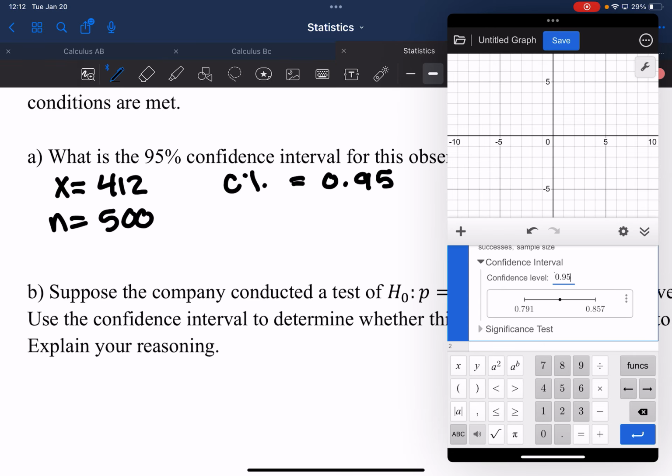So this gives me an interval of 0.791 to 0.857.